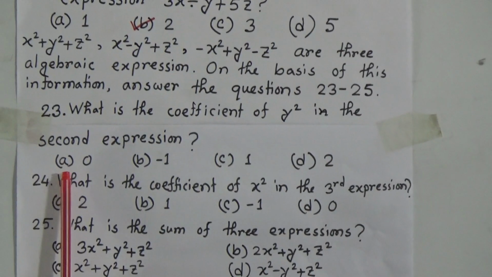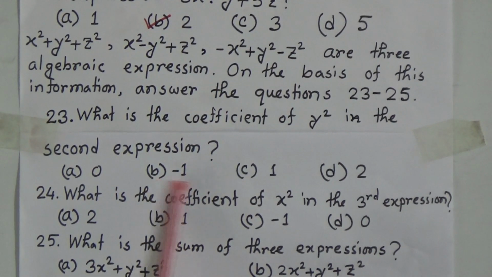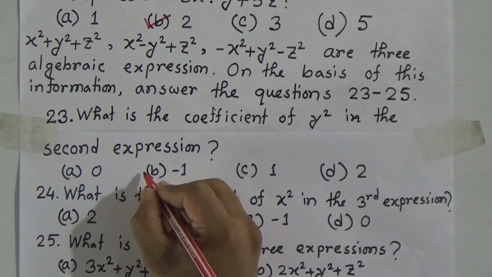Okay. Now option A is 0. Option B is minus 1. So minus 1 will be our answer. Option B will be our correct answer.